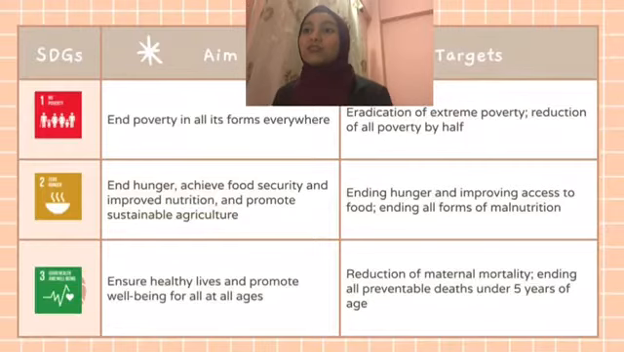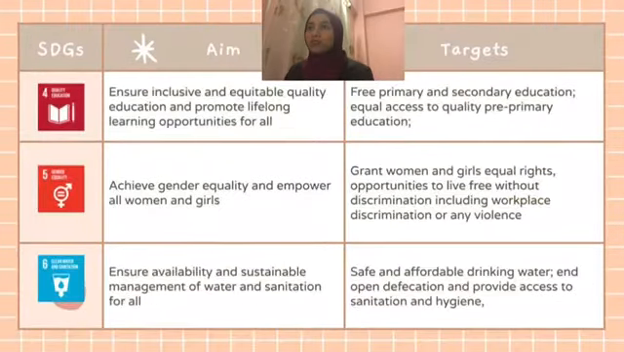Okay, so let's move on to the third goal, which is good health and well-being. So the aim for the third goal is to ensure healthy lives and promote well-being for all at all ages. And the target for this particular goal is the reduction of maternal mortality and to end all preventable deaths under 5 years of age. Let's move on to the fourth goal, which is quality education.